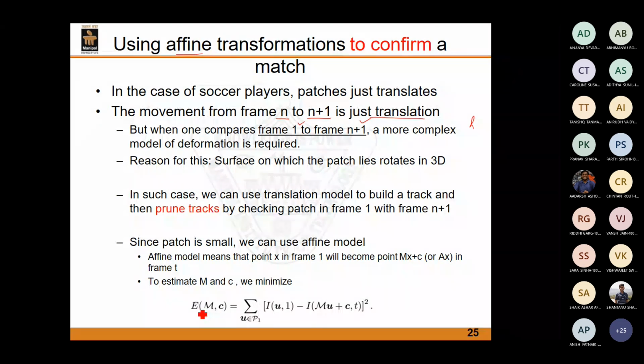That is, we assume that E is equal to, again, another form of the SSD function, or the sum of squared differences. But the only difference is that in this case we are assuming the first frame. So we are saying that when comparing frame 1 to frame n plus 1, it is an affine transformation. We take the first frame, and in the cost function, we subtract all the other affine responses that we have, and then we try to minimize that.